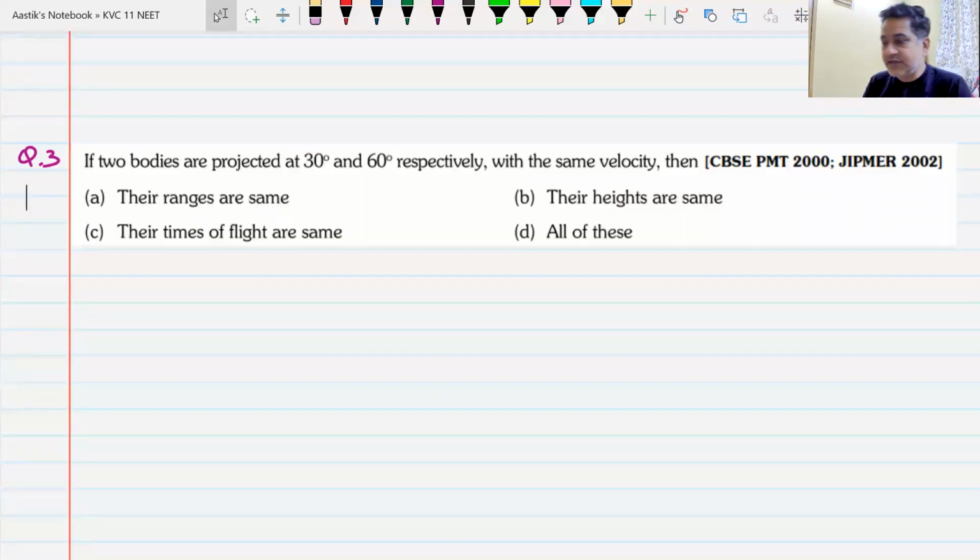This is the next question that comes for you. Two bodies are projected at 30 degrees and 60 degrees respectively with the same velocity. When I say same velocity, they mean the same speed, the same magnitude. Since the angles are different, the velocities are different; they are basically talking about the speed at 30 degrees and 60 degrees being the same. So basically the speed is the same, but the angle is different. Which of the following options is correct?